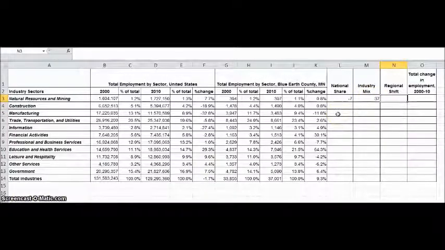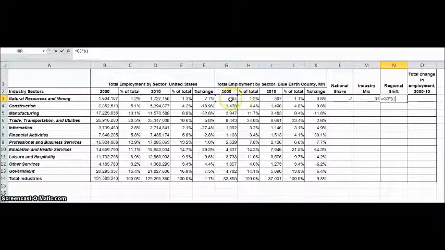And finally, we'll calculate the regional shift or local share. Again, you take the county employment from 2000 in natural resources and mining and multiply it by the county growth rate for natural resources and mining taken from these numbers, minus the national growth rate for natural resources and mining taken from these numbers. So in Excel equals the county employment in natural resources and mining from 2000 times the difference in two percentage changes.